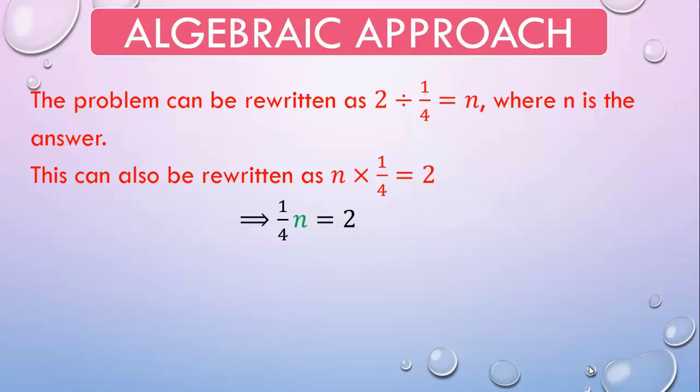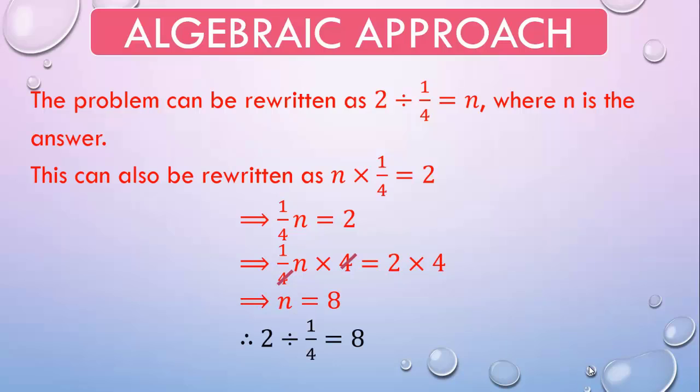This implies that 1/4 n gives us 2. Now, in multiplying 4 by both sides of the equation, 4 cancels out 4 at the left hand side, resulting to the answer n is equal to 8. Therefore, 2 divided by 1/4 is equal to 8.